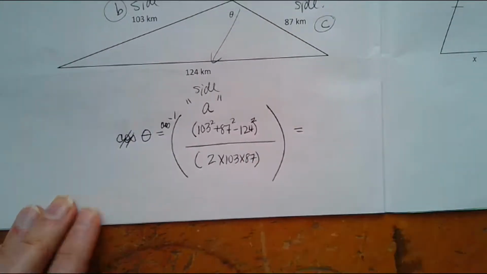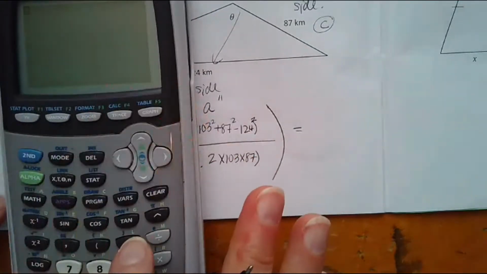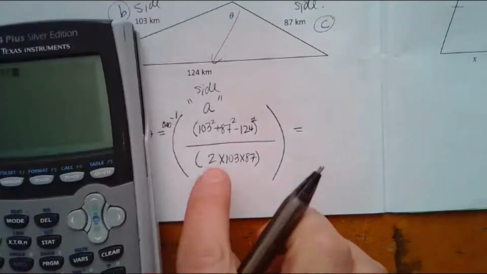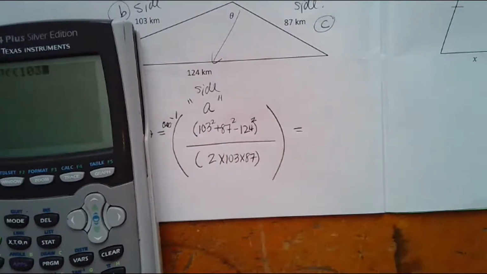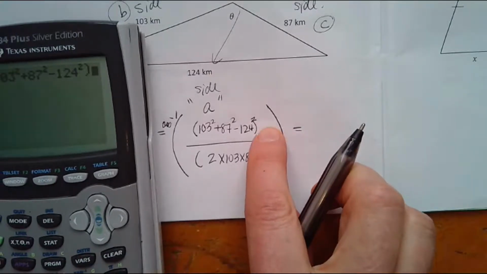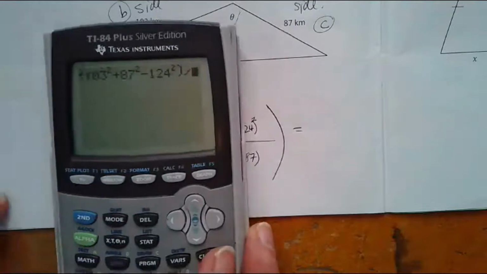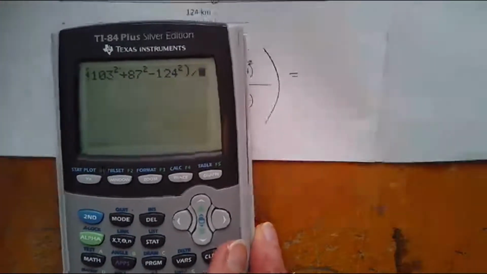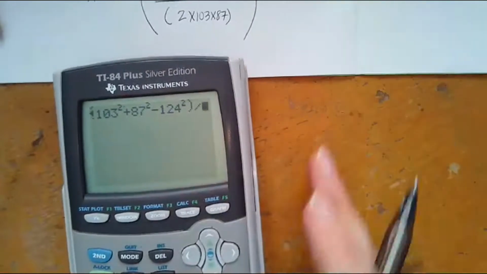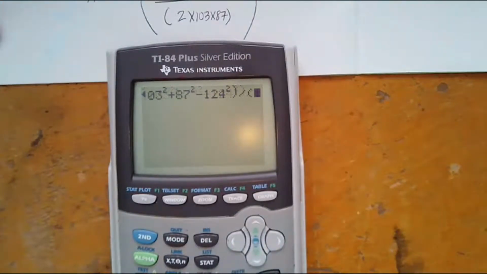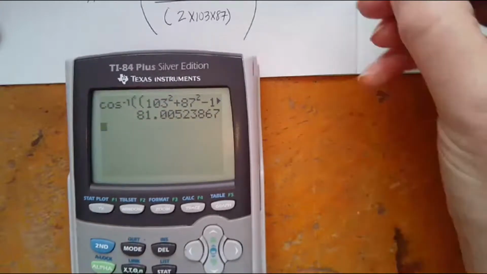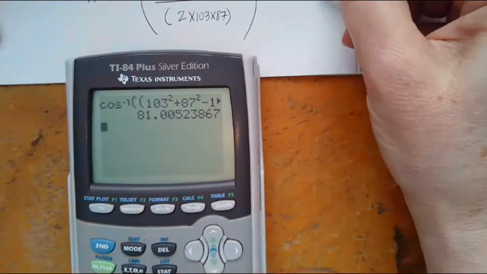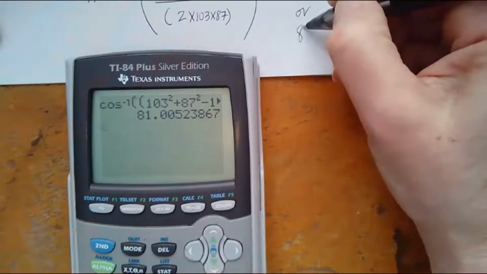So once again, I'm going to go shift cos. And then I'm going to open up my top brackets. 103 squared plus 87 squared minus 124 squared. Close my top bracket. Divided by, and then I'm going to open my bottom bracket. Two times 103 times 87, close my bottom bracket, and then close my big bracket off. And that gives me 81.01 degrees, or the back of your book would just say 81 degrees.